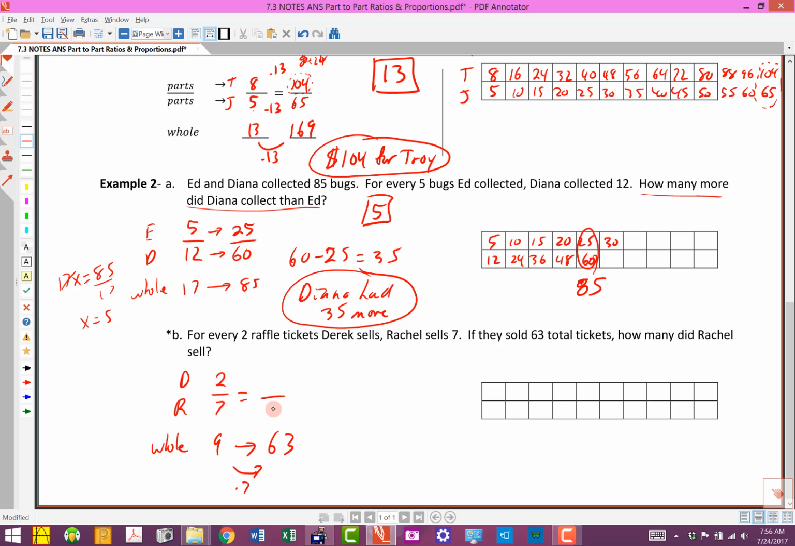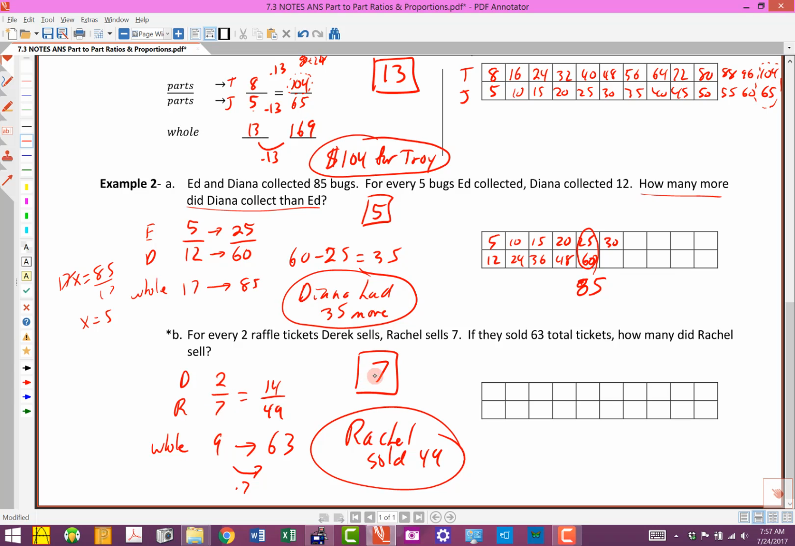So that's going to make this 49. That's going to make that 14. Notice that they add up. And it says, how many did Rachel sell? Well, that means Rachel sold 49. Let's do the scale factor. Scale factor is 7. And we'll say Rachel sold 49. Okay, and then we'll circle that because that's the answer.